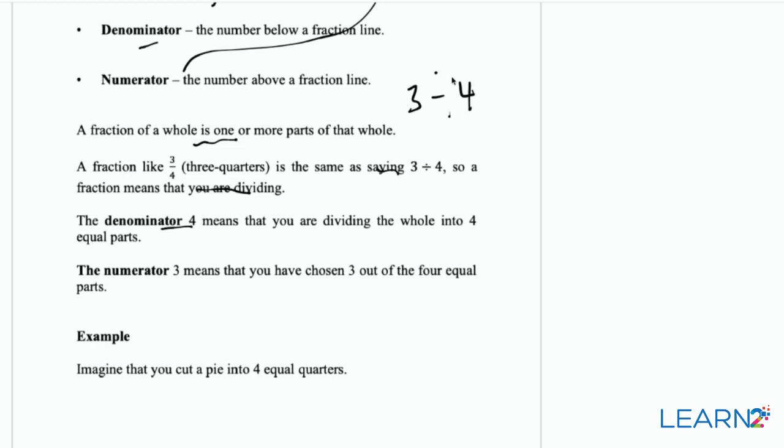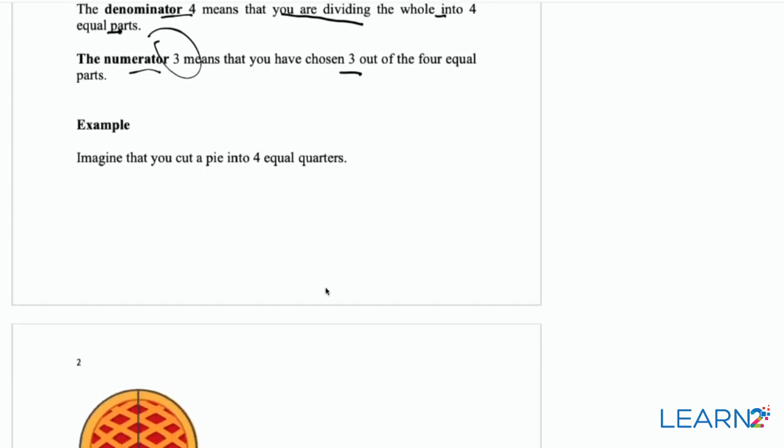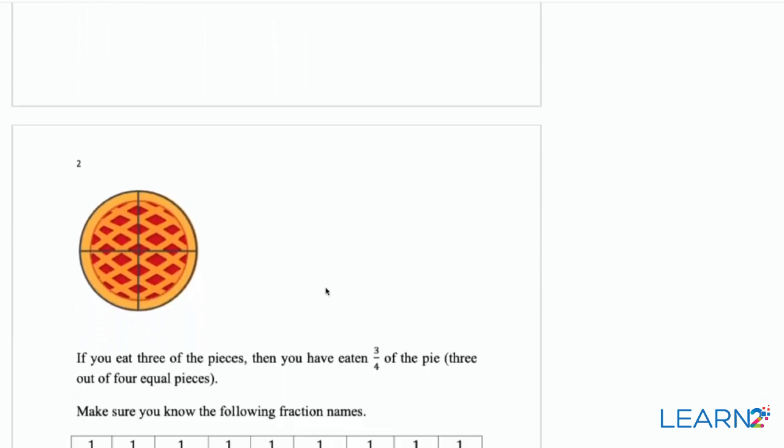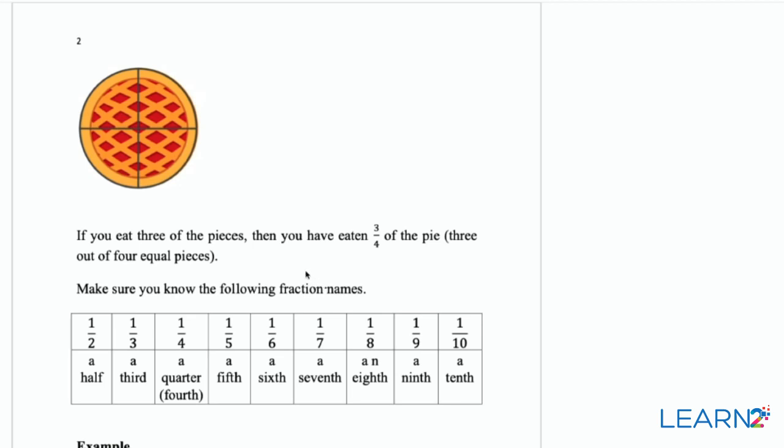And the denominator, the number at the bottom, remember 3 over 4, 3 divided by 4, means that you are dividing the whole into 4 equal parts. The numerator at the top, the 3, means that you have chosen 3 out of the 4 equal parts. So imagine that you've got a pie or a pizza, and you've got 4 equal quarters. There it is. You can see we've divided it into 4 equal parts. If you eat 3 of the pieces, then we can say we've eaten 3 out of 4, 3/4 of the pie, or 3/4 of the pizza.